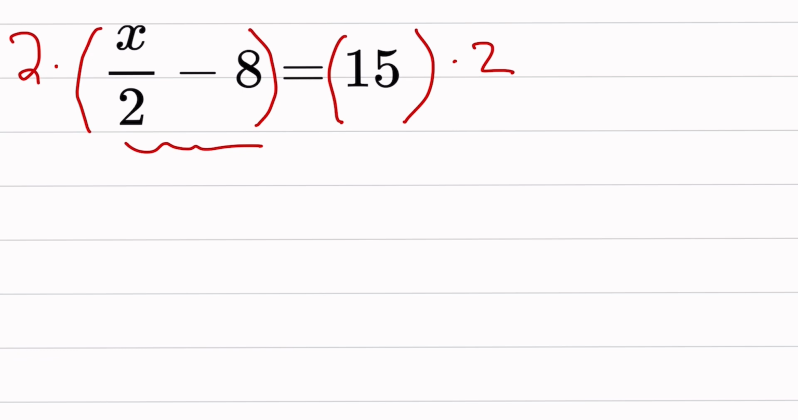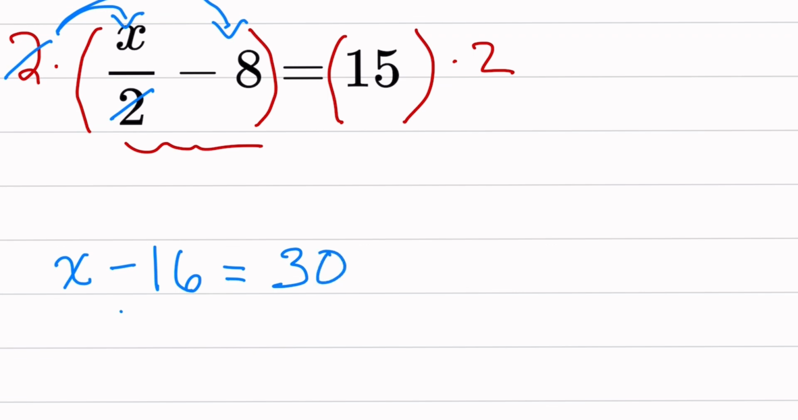I'm going to start by distributing and getting rid of these parentheses. And now I can cancel these 2's, and when I multiply 2 times 8, I end up with x minus 16. And on the other side, I have 30. So now, if I add 16 to both sides, I have x equals 46. Same answer. And we're done.